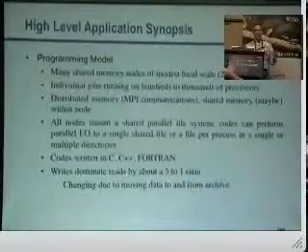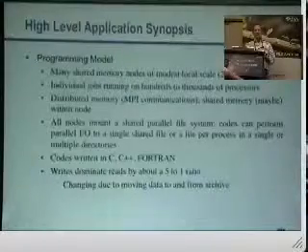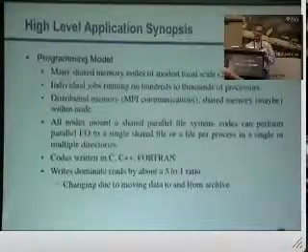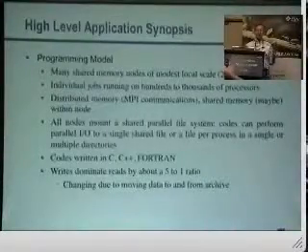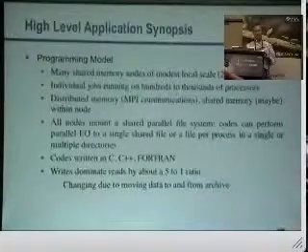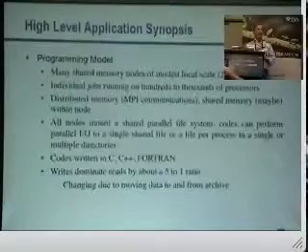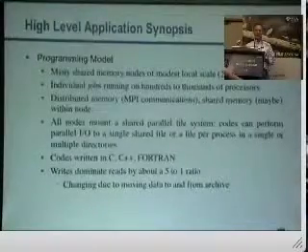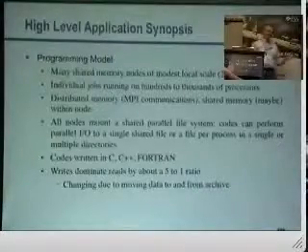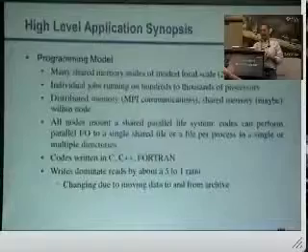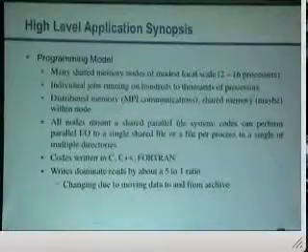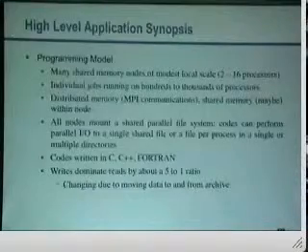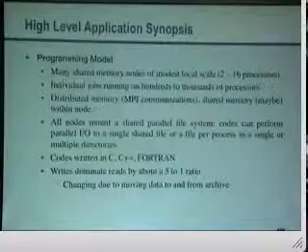So all our clusters, at this time, we have a lot of nodes of modest scale, and this is on the Linux side. Individual jobs are running on hundreds to thousands of processes. Everything is coordinated by MPI, and perhaps there's some shared memory communication within the node. All the nodes mount a parallel file system, and all nodes could be writing to the same file at the same time, or every process could be writing an individual file. And the codes are in C, C++, Fortran.